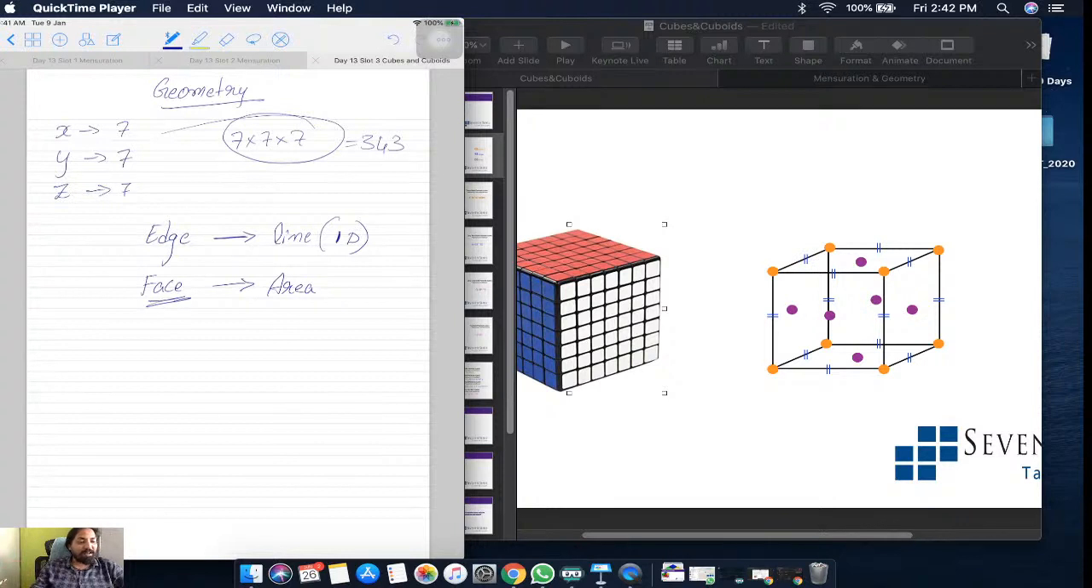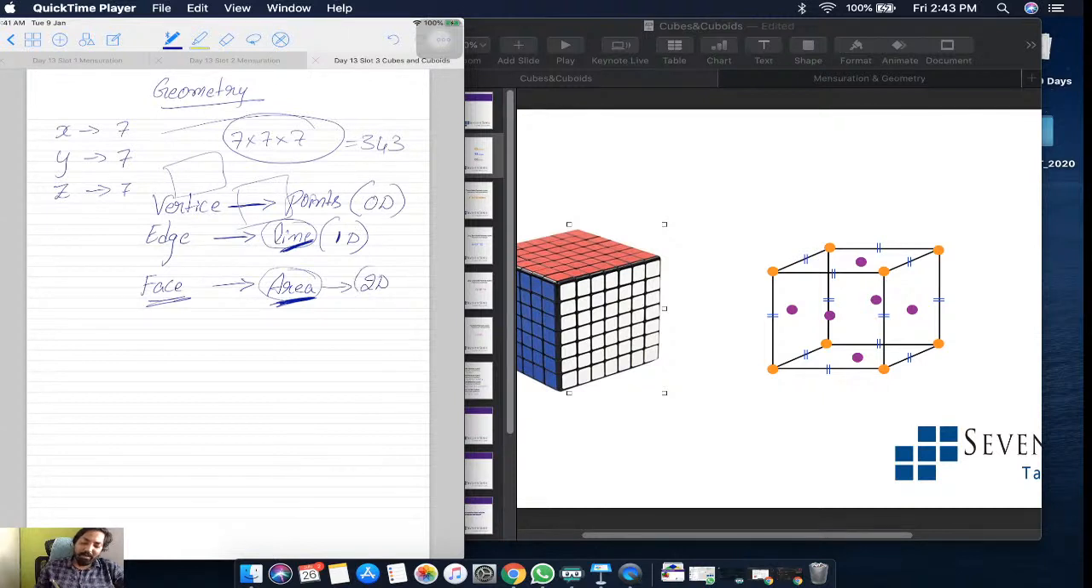Plane is also right, surface is also right, but the most basic element of geometry is either a line or an area. All the surfaces are areas, all the planes are areas. A face represents an area, an edge represents a line, and a vertex represents a point, which is 0 dimension, and an area represents 2 dimension.